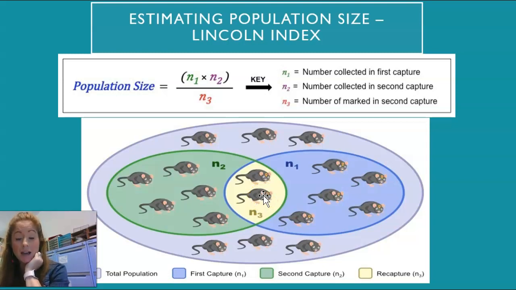Then I captured them and marked them. The marking is important. You wouldn't want to mark them to make them more susceptible to a predator, or weigh them down so they can't move around. So you have to think about what kind of marking you do based on the species. This could be a tag, it could be a lot of different things.